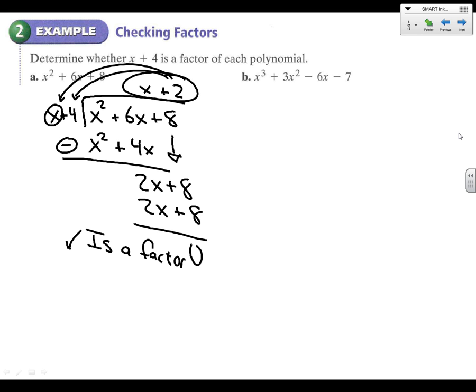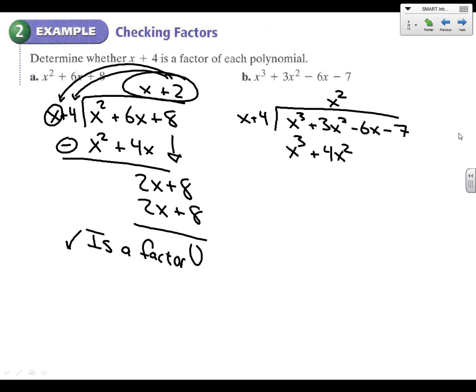That's a check mark. All right, what about this other one here? Let's check this. X plus 4, is that going to go into x cubed plus 3x squared minus 6x minus 7? Let's find out. X cubed divided by x is x squared. Bring it down. X cubed plus 4x squared. Subtract straight down. And we've got negative x squared.